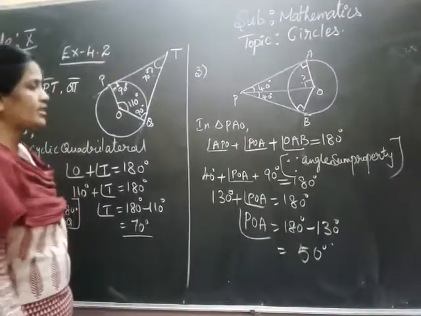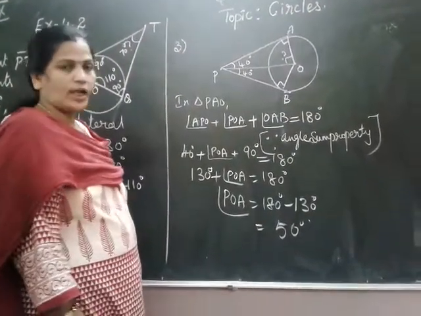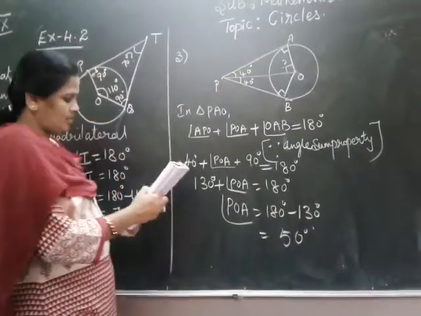So what did you understand? The angle POA is equal to 50 degrees. Okay, understood children? Okay children, thank you. Next.